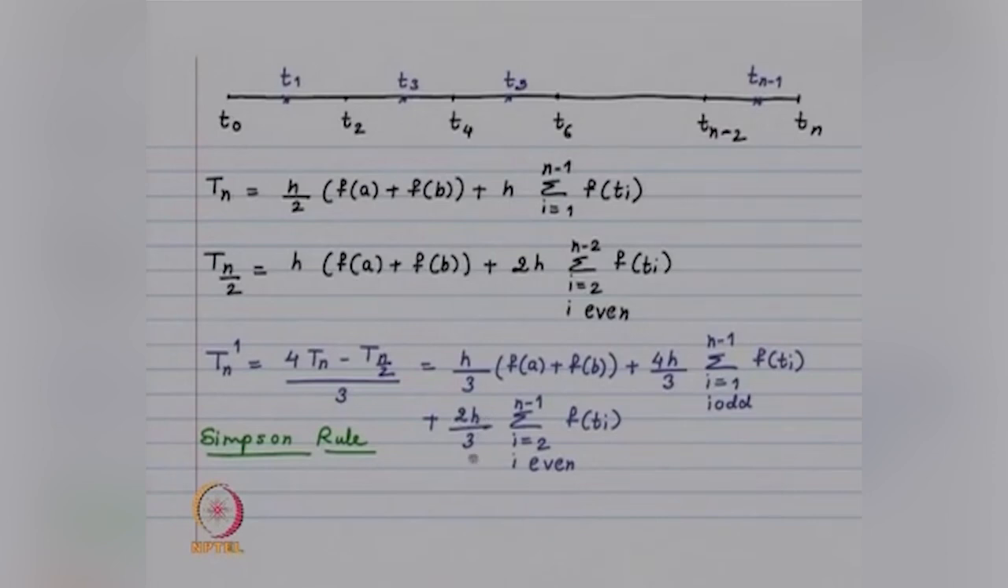So, that is why you get 2h by 3 times the summation for i from 2 to n minus 1 of f(t_i), i even. See, our partition now is T0, T2, T4, T6, up to Tn. T1, T3, T5 are going to be the midpoints of our intervals. And if you look at the composite Simpson rule associated with partition T0, T2, T4, it is nothing but this. Thus, we have shown that the first step of Romberg integration gives us the composite Simpson rule.